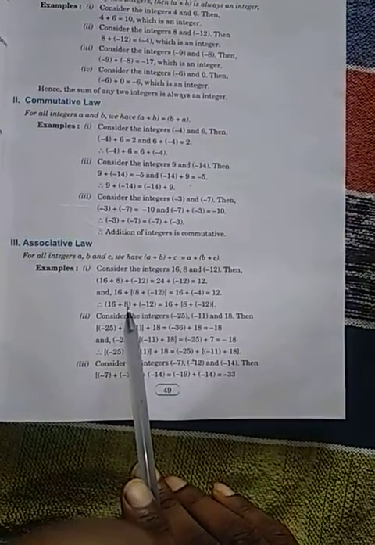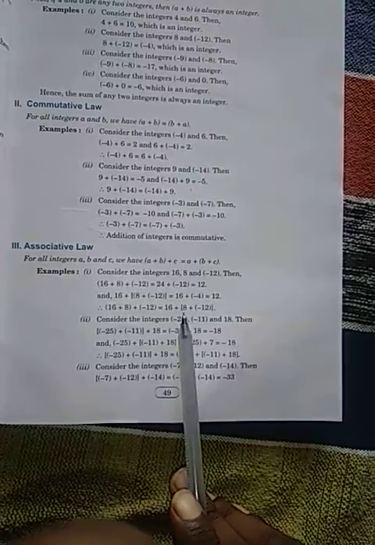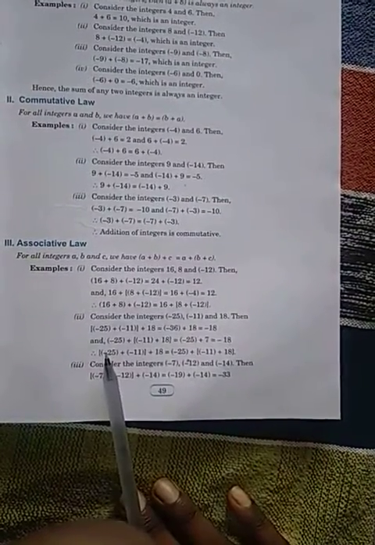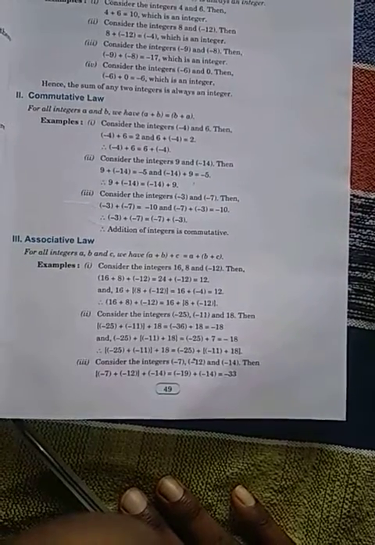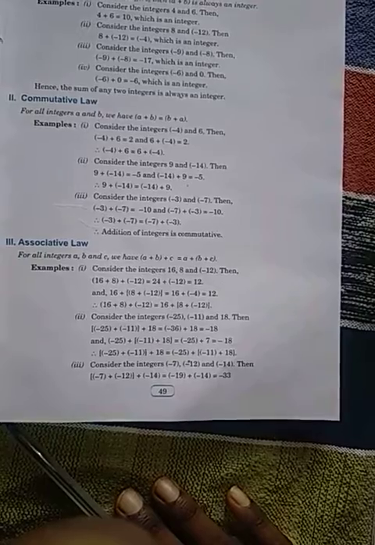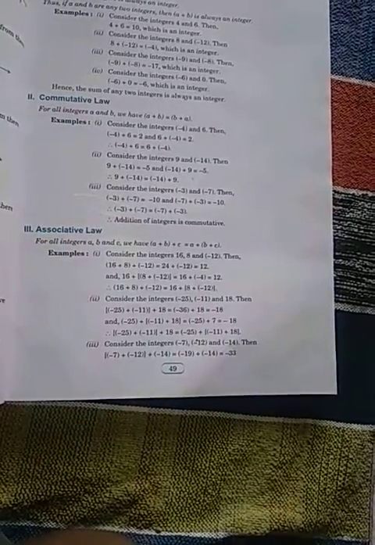So 16 plus 8 within the bracket plus minus 12 is equal to 16 plus 8 plus minus 12 within the bracket. So it represents a plus b within the bracket plus c is equal to a plus bracket start b plus c end of bracket. This represents the associative law of addition for integers.